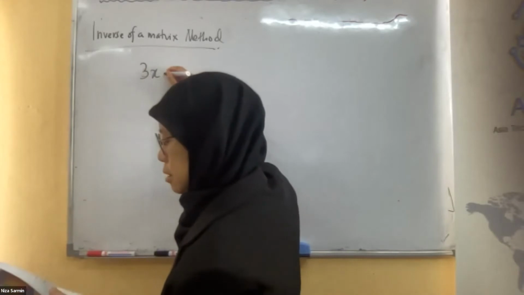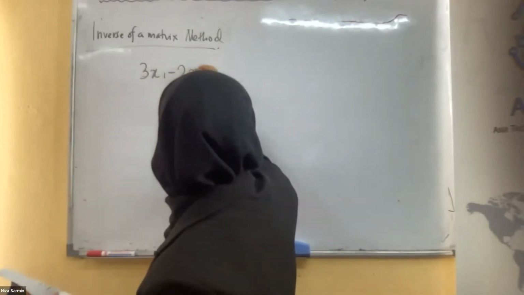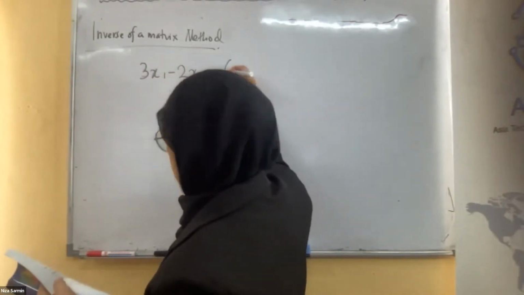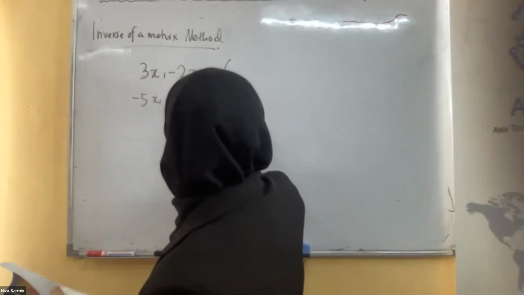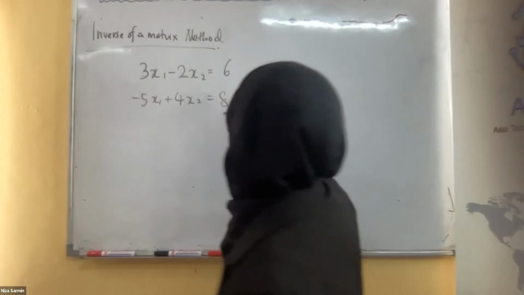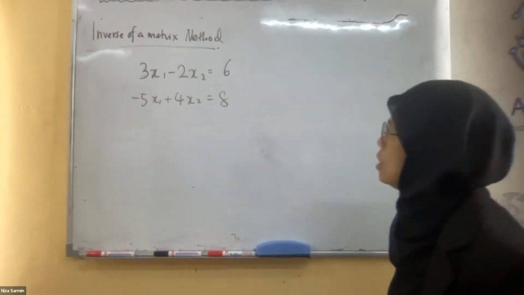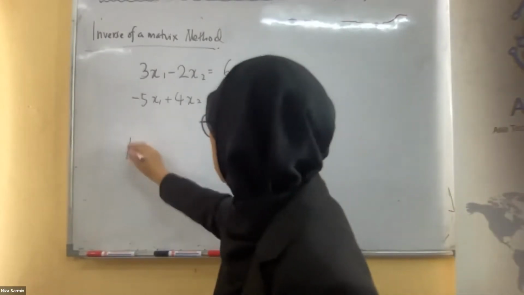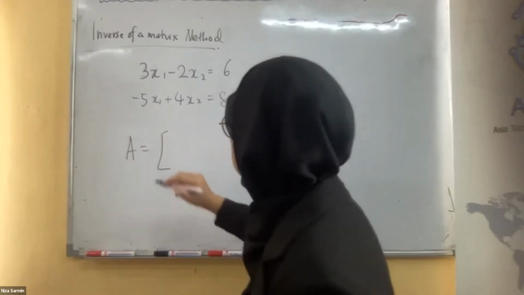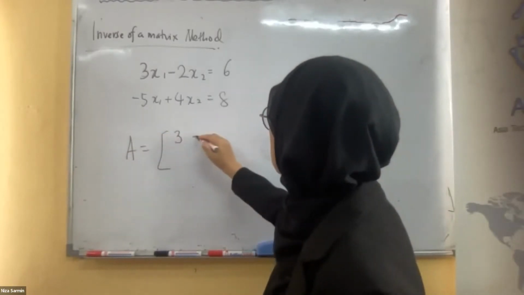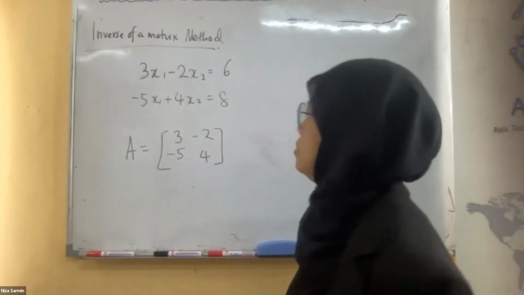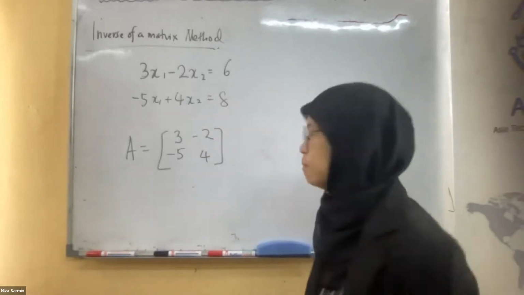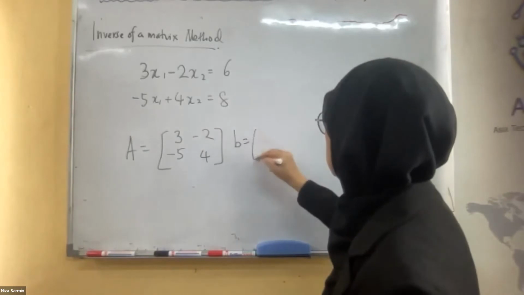3x1 minus 2x2 is 6. Negative 5x1 plus 4x2 is 8. Okay, so the A is 3, negative 2, negative 5, 4. B is 6, 8.